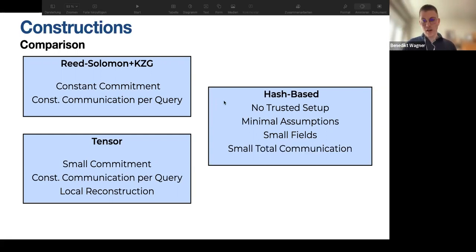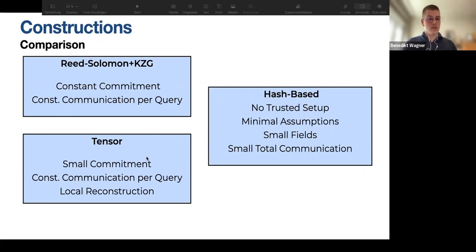But there's one final advantage that I want to mention, and this is the total communication size that we need to reconstruct the data. So what we can do is look at how many samples we need to make in order to be sure with a certain probability that we can reconstruct the data. And then you multiply that by the communication per query. So you get the total communication complexity over all clients that you require to reconstruct the data. And we computed this, and it turns out that for this construction, it's smaller than for the other ones.